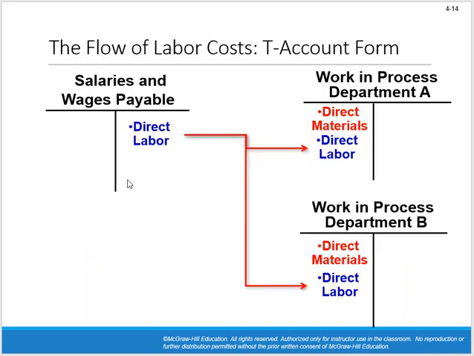Then we'll take a look at labor. As workers are doing their work, we would be incurring labor cost. And again, direct labor is not an account title, but just a description of what's going on here. We're going to be debiting WIP A for direct labor, debiting WIP B for direct labor, and we'd credit salaries and wages payable, unless it tells you to credit cash, but for now we'll stick with payable.